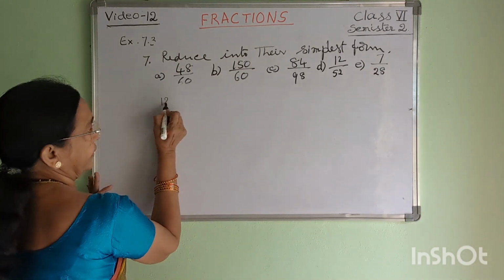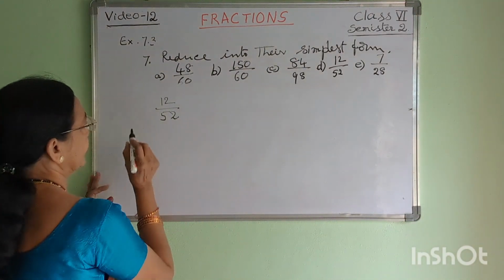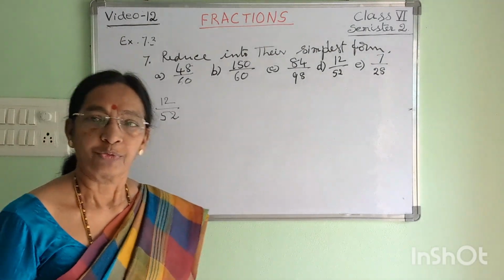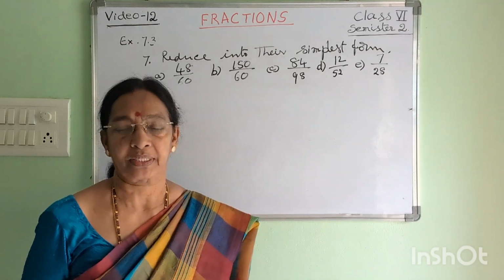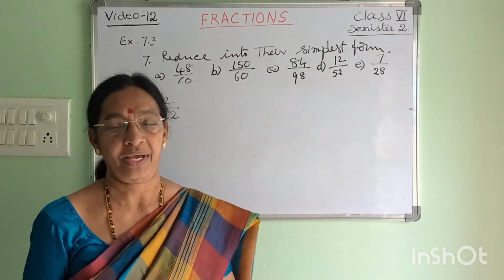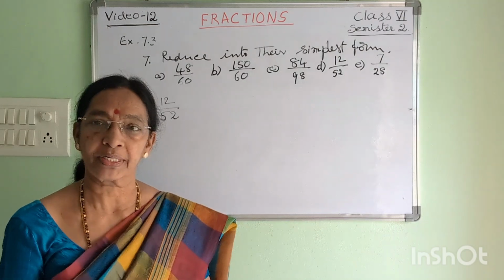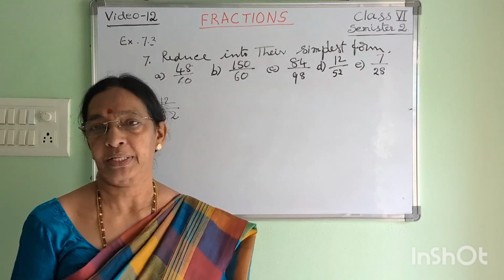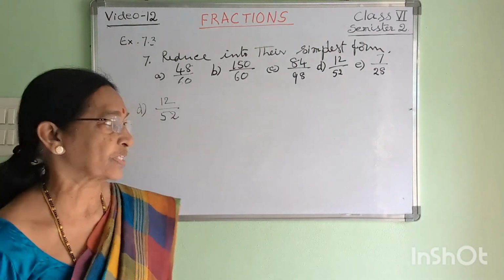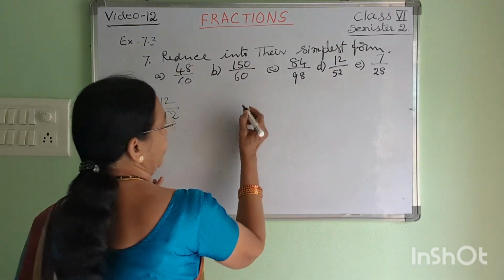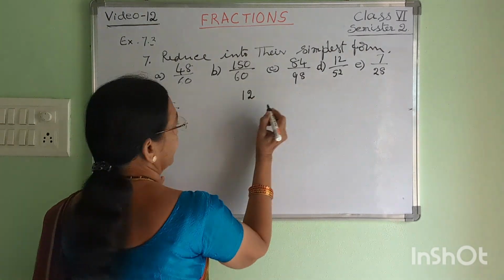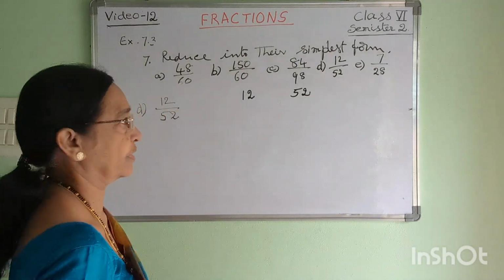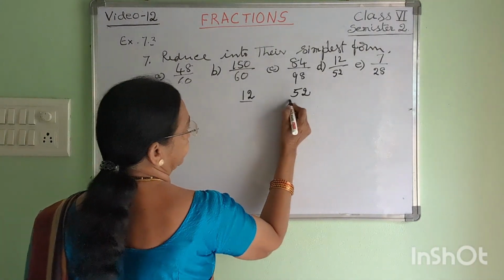12 by 52. We will solve this problem in another method. Finding HCF, highest common factor of both the numerator and denominator, and dividing both the numerator and the denominator by their HCF, we get the simplest form. Another method. So, highest common factor. So, first we will write the factors of 12 and 52 separately.